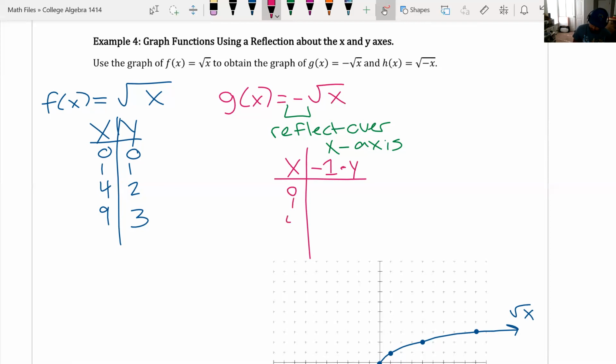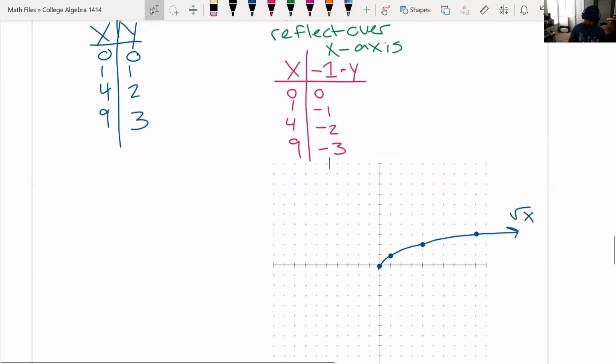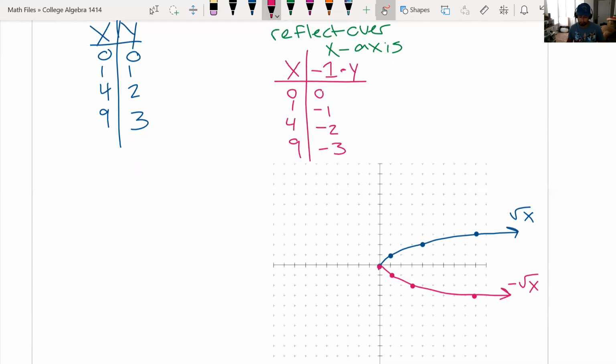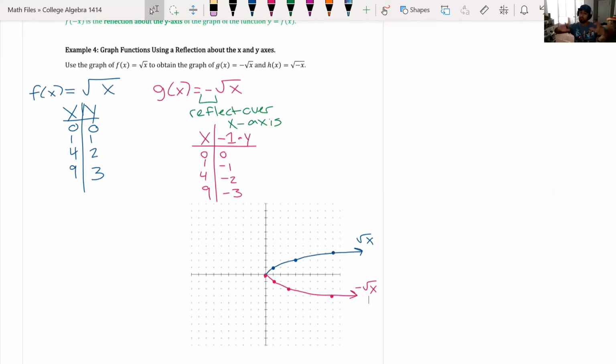So 0, 1, 4, 9, and now 0, -1, -2, -3. All right, and plot that. 0, 0, 1, -1, 4, -2, 9, -3. And there is the negative square root of x. All right, so you see we took the parent function, a square root of x, and just flipped it over the x-axis. That's it.